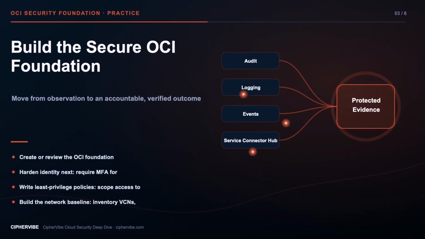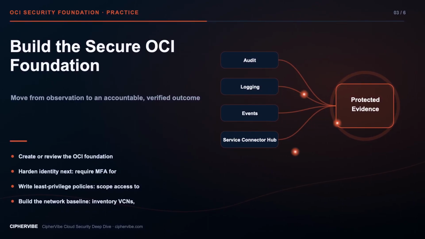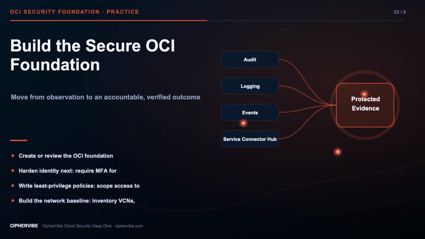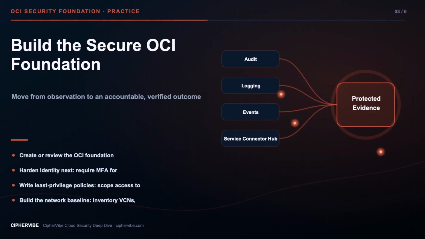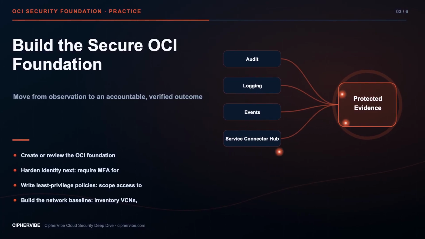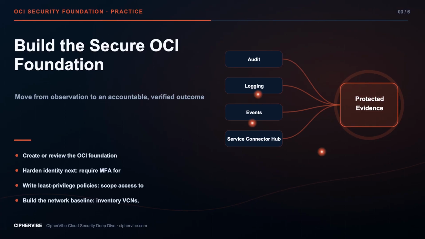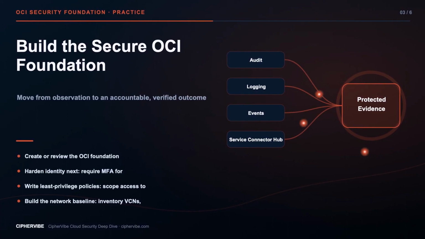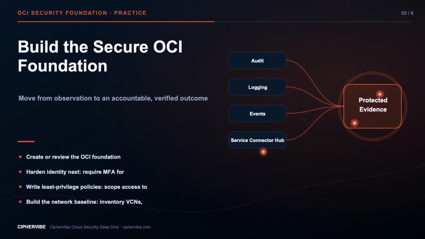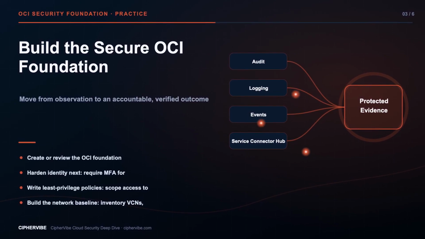Seventh, practice response. Define severity levels. Preserve audit evidence. Disable or rotate compromised credentials. Quarantine workloads. Close exposed network paths. Rotate vault keys or secrets. Isolate compartments or VCNs. Restore from tested backups and document verified closure.